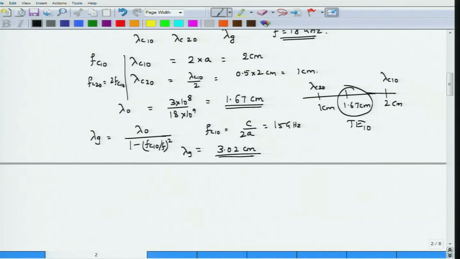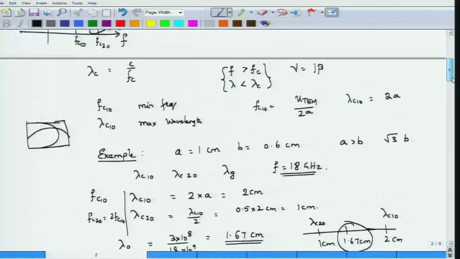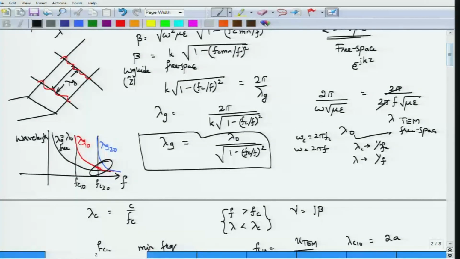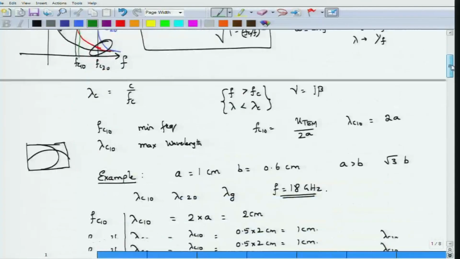The waveguide wavelength is significantly longer than the free space wavelength, because the waveguide is operating very close to 15 gigahertz. So, it is actually operating quite close to the cutoff frequency, and therefore, the waveguide lambda g would be quite large. You can see that from this picture. Because you are operating very close to the cutoff frequency, lambda g would be quite large compared to lambda 0. However, if you operate at a higher frequency, then lambda g would correspondingly come close to lambda 0.